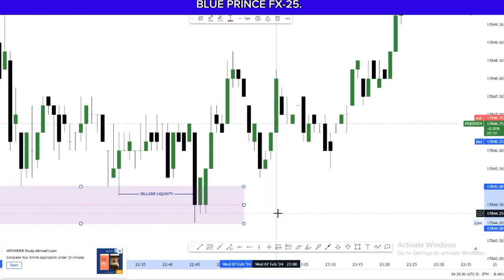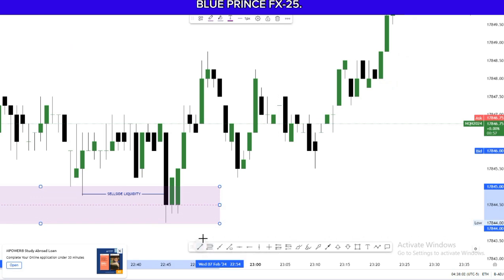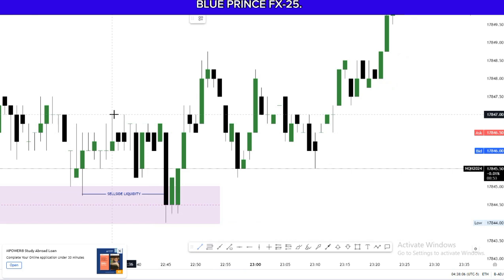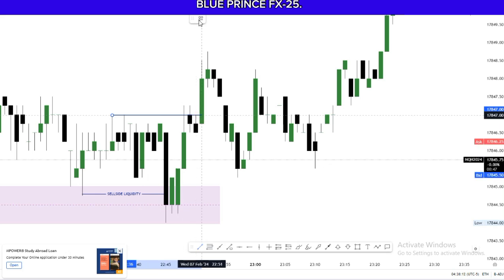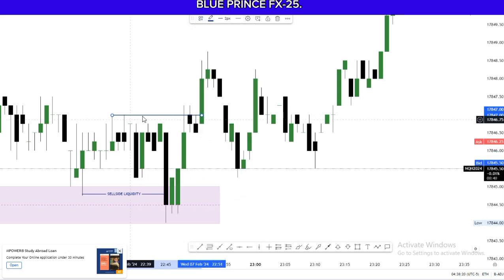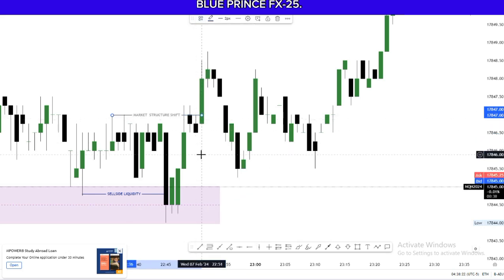Okay. So now the third requirement is that we have to have a market structure shift. Where is our structure? Our structure is here. You can say our structure is here. And we have to have the market closing above this high. This becomes our market structure shift. So the fourth requirement is we have to have a displacement, an energetic move up in the opposite direction.